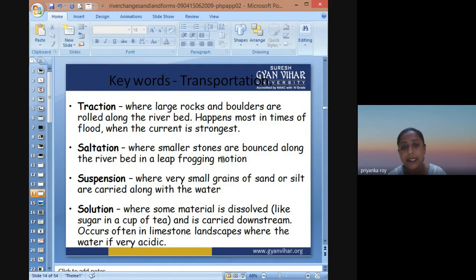Where material is dissolved and carried downstream occurs often in areas like limestone landscapes, where water is very acidic. It happens in those areas.